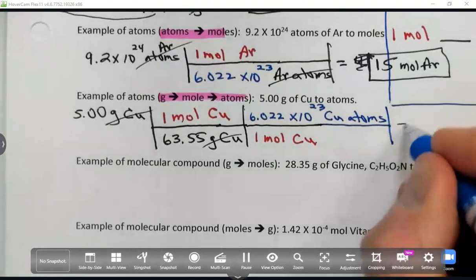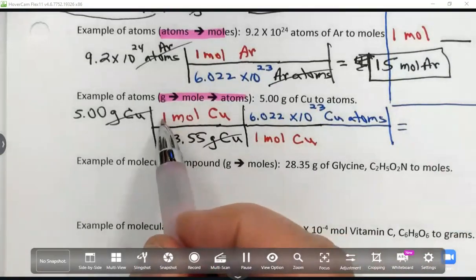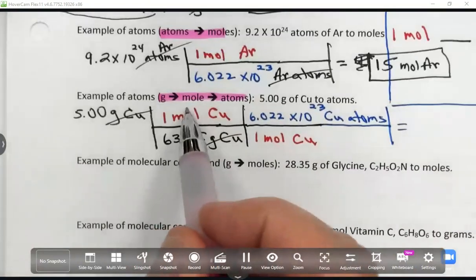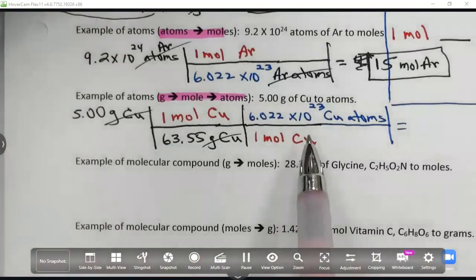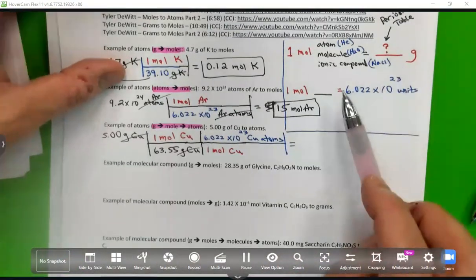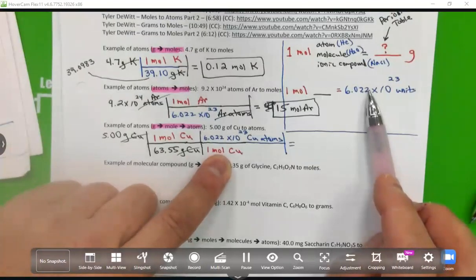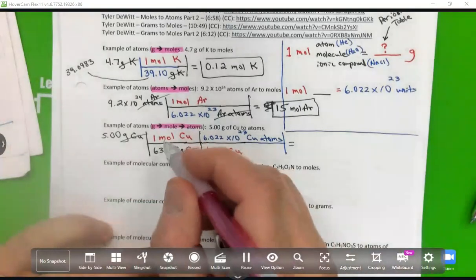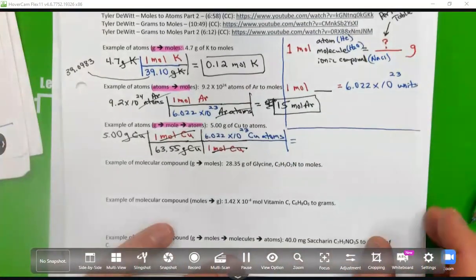You could take a little bit of a shortcut here and cross out the 1 mole and put in 6.022 times 10 to the 23rd. But this is using both steps, right? There's only 2 things we do: 1 mole to grams and 1 mole to 6.022 times 10 to the 23rd. So mole here cancels out, and I'm going to be left with copper atoms.